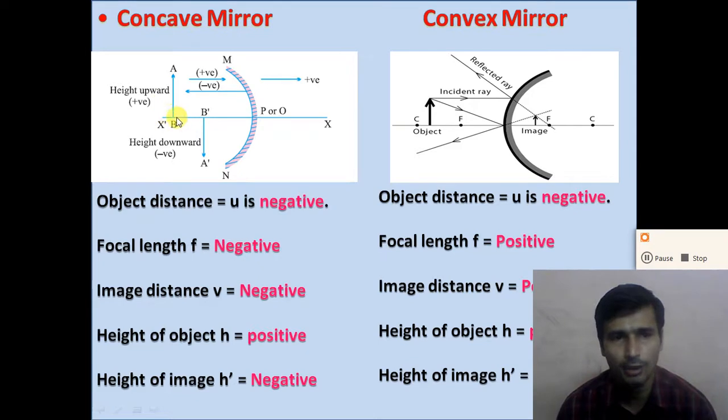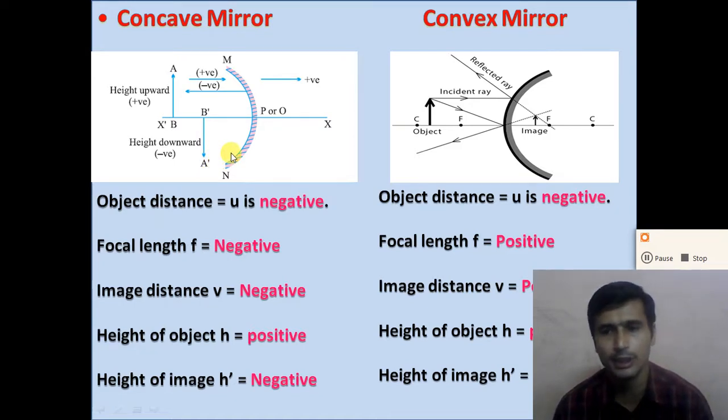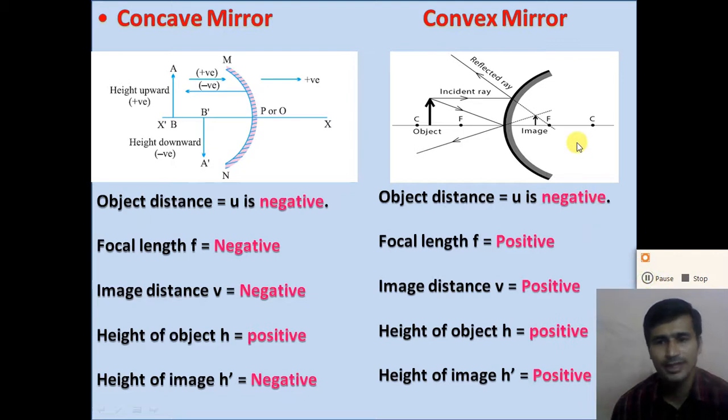The object is placed above the principal axis, so the height of the object is considered positive, but the image is produced below the principal axis. In case of the concave mirror, a real and inverted image is produced, so the image is below the principal axis, so the height of the image h dash we consider as negative. But dear student, what happens in the convex mirror?